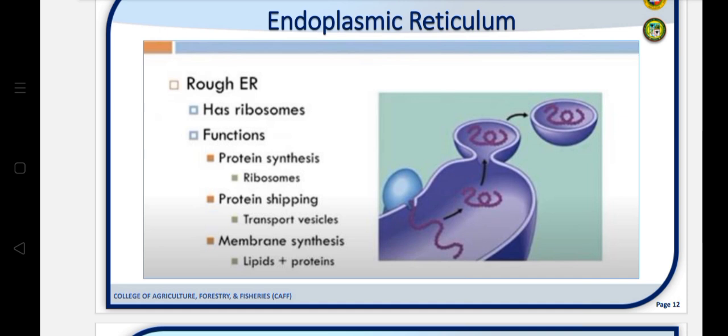Then we have protein shipping. Once proteins are made, the rough ER packs them into small transport vesicles that deliver them to the other parts of the cell. Then we have membrane synthesis. The rough ER also helps make parts of the cell membrane, including lipids and proteins. So the rough ER is essential for making, packing, and shipping proteins. Without it, the cell wouldn't have the proteins it needs to survive.